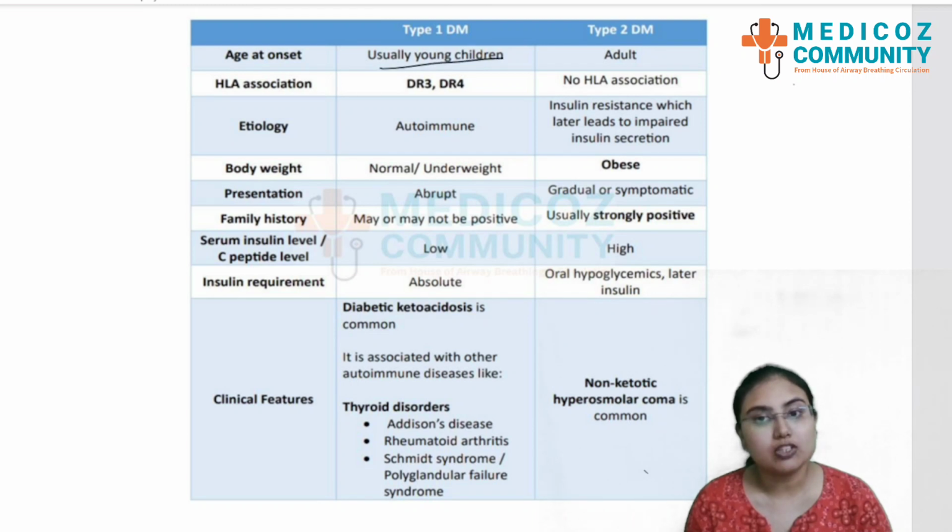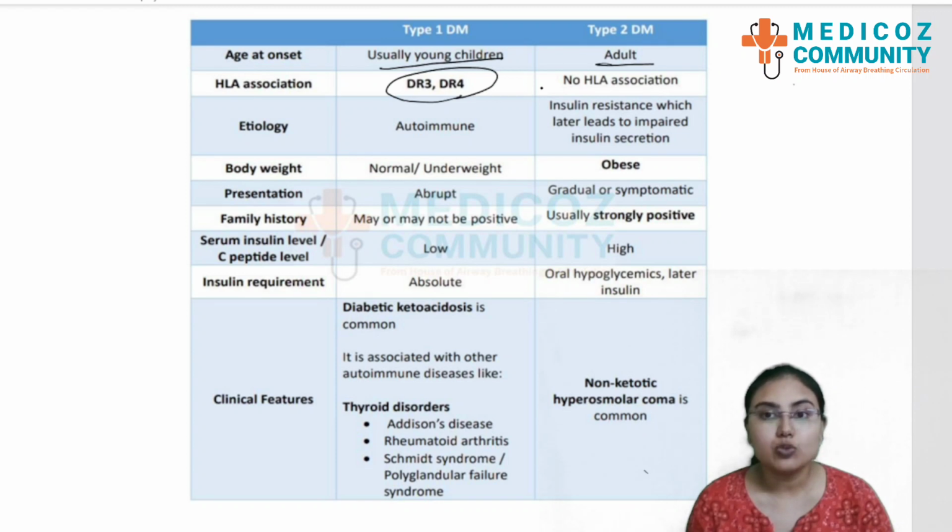It's usually young children, while type 2 it is adult onset. What about HLA association? It is associated with DR3 and DR4. And in type 2, there is no HLA association. The etiology in type 1 is autoimmune, while type 2, there is insulin resistance, which later leads to impaired insulin secretion. The body weight, usually in type 1, it is normal to underweight, while they are obese in type 2.